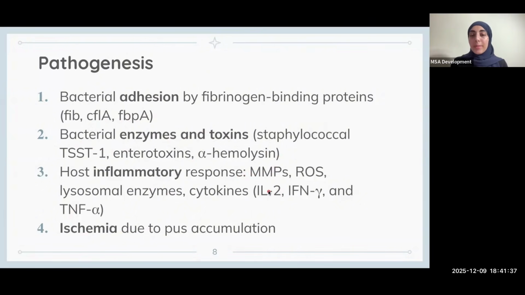I don't think so, in my opinion. Just there will be another virulence factor in a few slides that you should know. These ones, if you want to just know what they look like, I wouldn't recommend wasting brain power on them. But just know the mechanism. There's adhesion, there's release of enzymes and toxins and inflammation, and then ischemia.